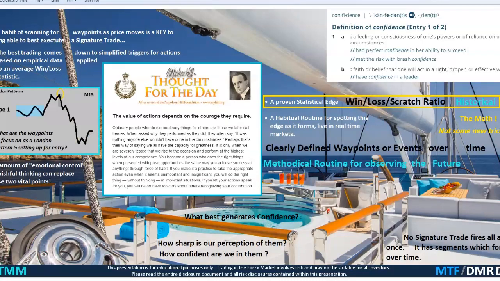Okay, what are the waypoints to focus on as a London pattern is setting up for entry? Another pop quiz for you all. Assuming a London pattern is your particular choice of a signature trade, you should be able to rattle off in your mind 1, 2, 3, 4 things that immediately come to mind. It does this, it does this, it does this, and then it does this. And that's so you have a methodical routine that's super focused. It's not wishy-washy. It's not just staring at a screen, right? It's very narrow. Okay? Yep, that's one, Johnny. What are the other 3?